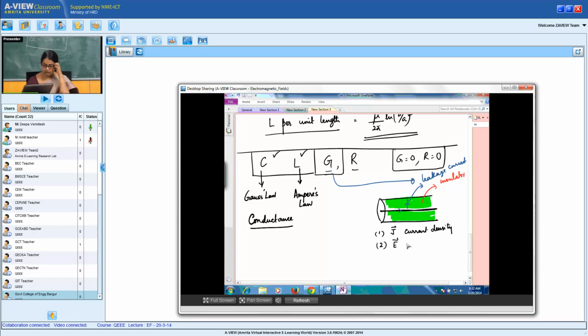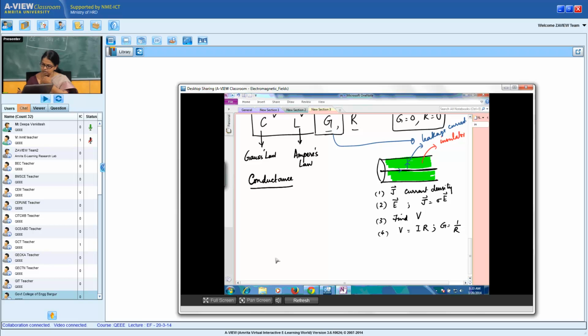Then find E, because the relation between electric field and J is J equals sigma E. So if I know J, I divide it by the conductivity of the material, I get the field. Once I know the field, find the potential. Once I know the potential, use the relation V equals IR to find the resistance. Once I know the resistance, conductance is 1 over resistance. This is the algorithm I am going to use.